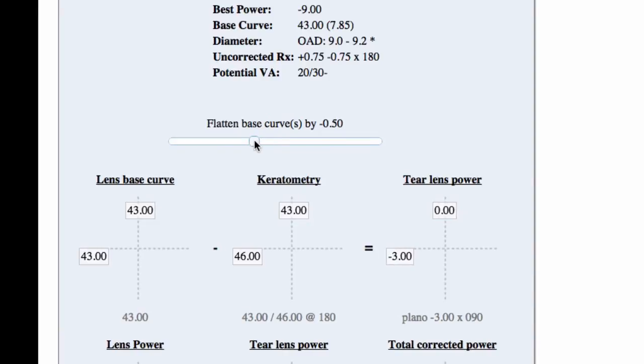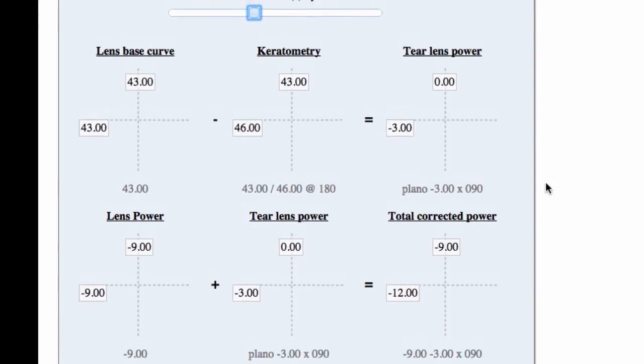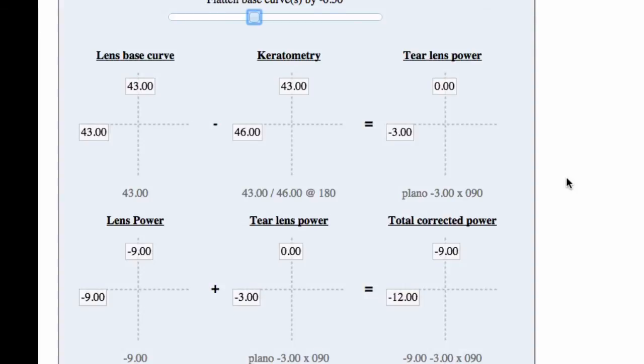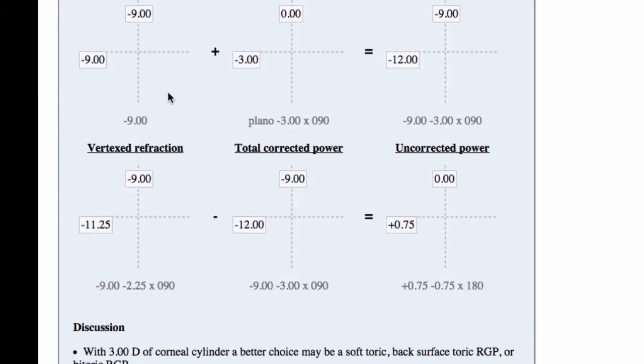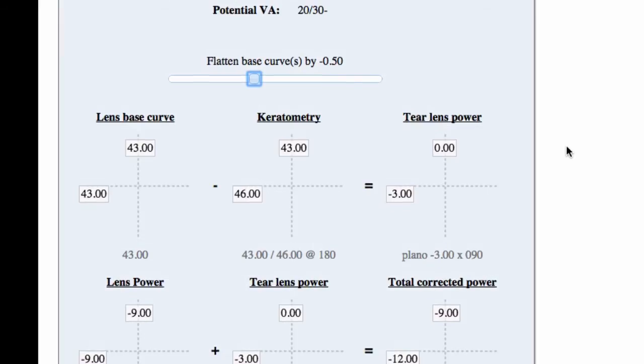So if I go to this, this is on K now, it just on the fly changes everything. So it changed our tear lens power and reassessed what the lens power should be. Just made all the adjustments that would be necessary to change that base curve.